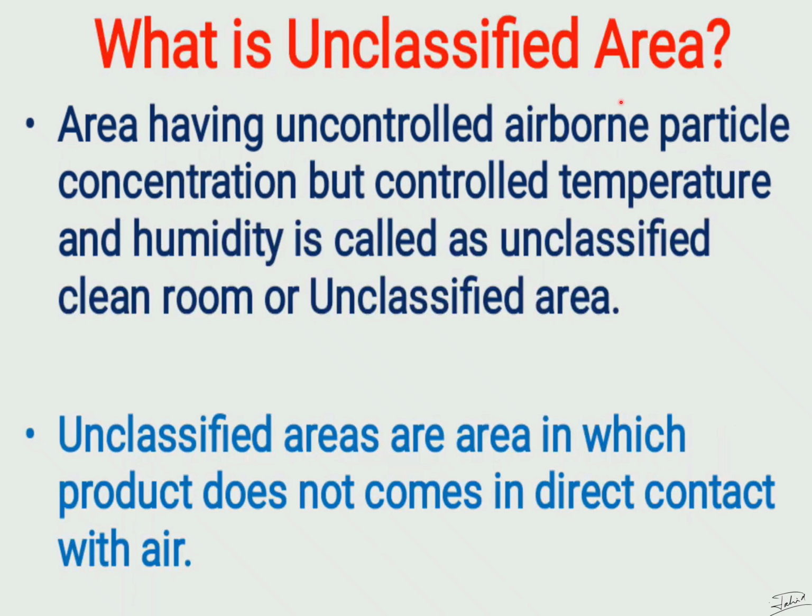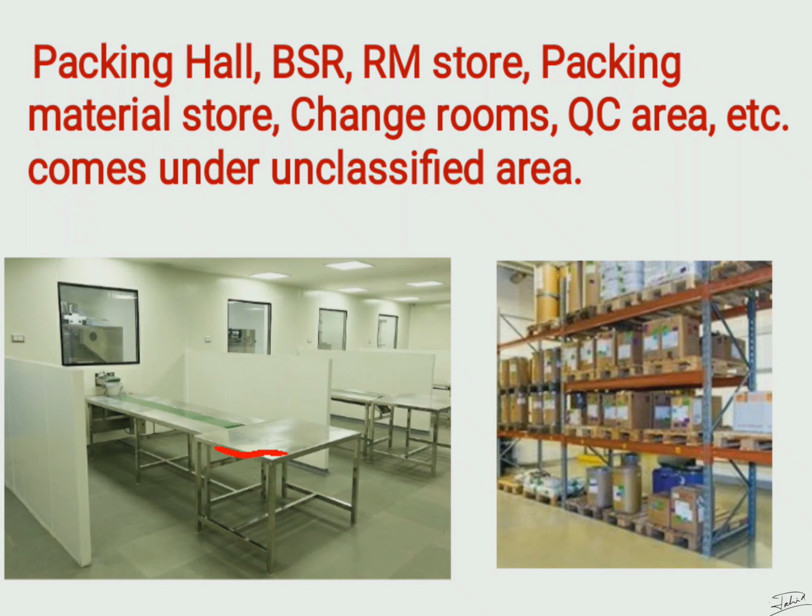However, there are some unclassified areas also. An area having uncontrolled airborne particle concentration but controlled temperature and humidity is called an unclassified clean room. Unclassified areas are areas in which the product does not come in direct contact with air. This is the important thing. In the classified area, the product is in contact with air, but in the unclassified area, it is the opposite.